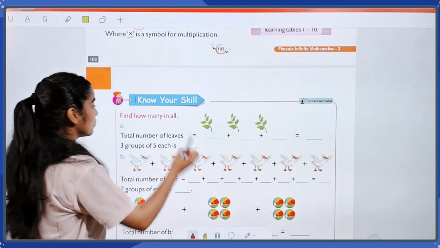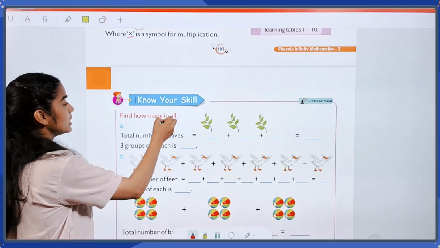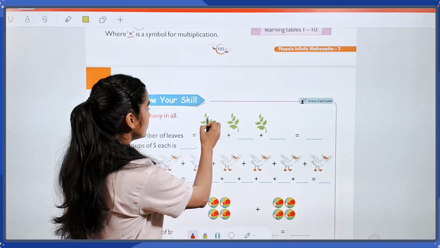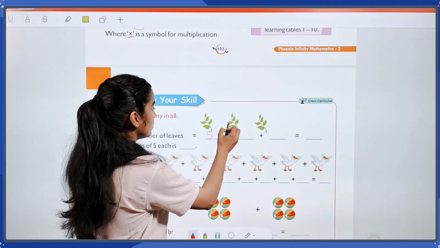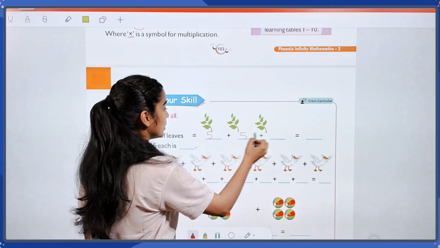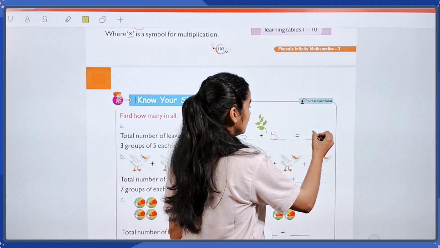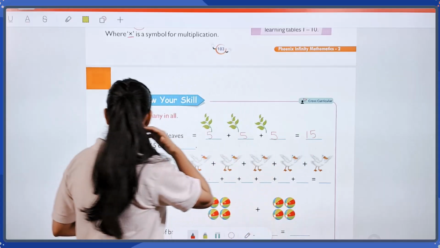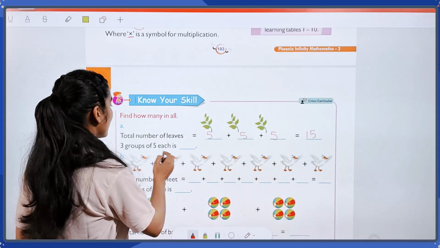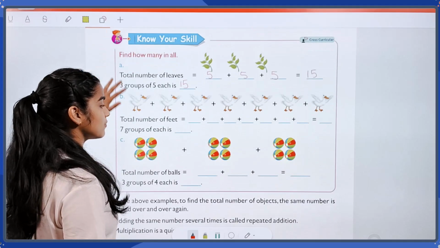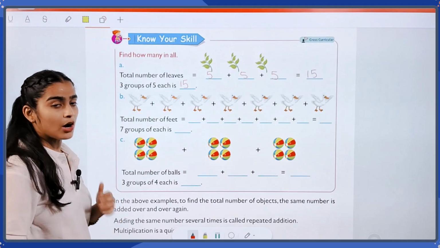Now you have to know your skills. Find how many in all. So now you have to count how many leaves we have. 1, 2, 3, 4, 5. 1, 2, 3, 4, 5. And 1, 2, 3, 4, 5. So 5 plus 5 plus 5 is equal to 15. And we can say that 3 groups of 5 each is 15. In a similar way, you have to solve the rest of the questions and examine yourself on how much you have learned till now.